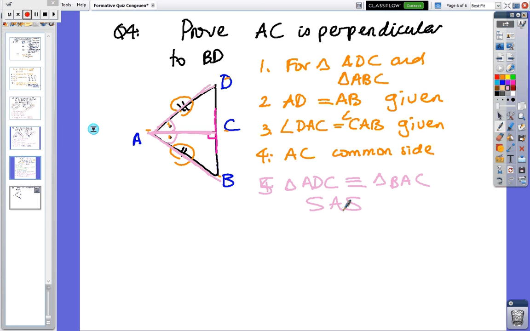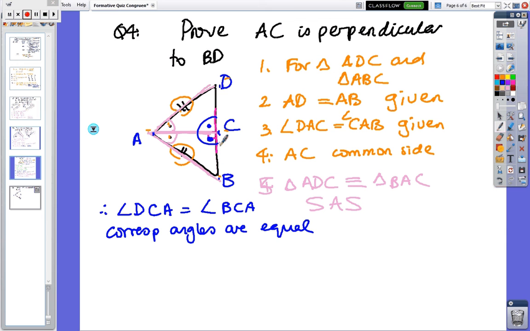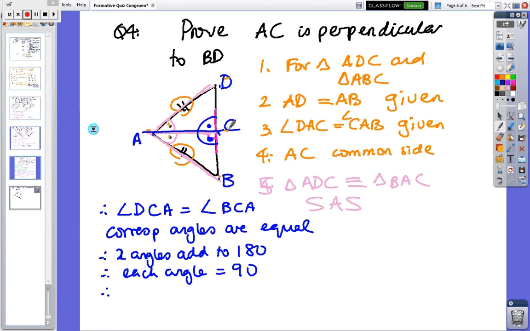Okay, so we've got identical triangles, which means that corresponding angles are equal. So this angle and this angle are corresponding angles. So therefore, angle DCA equals angle BCA because they're corresponding. But these are on a straight line, therefore the two angles add to 180, therefore each angle is 90, and therefore AC is perpendicular to DB. Okay, so hopefully that gives you an idea of what you have to do in a congruency proof. Okay, that's it. Bye.